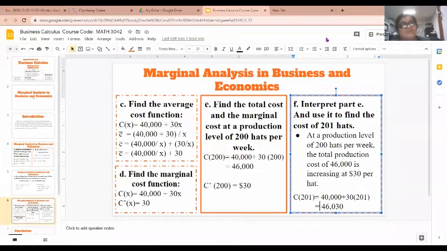F. Interpret part E and use it to find the cost of 201 hats. At a production level of 200 hats per week, the total production cost of 46,000 is increasing at $30 per hat. So if we know that the cost to produce one more hat is $30, then if you increase it by 1, the answer will now be 46,030.